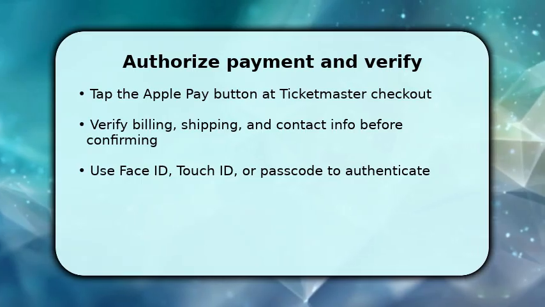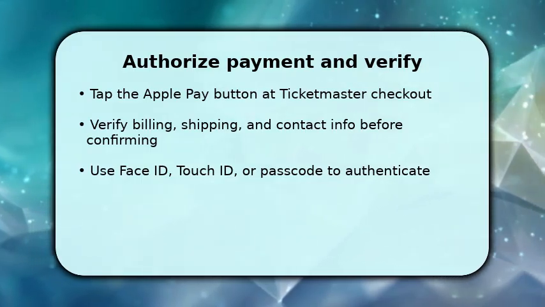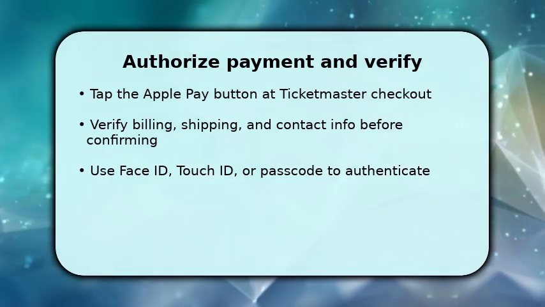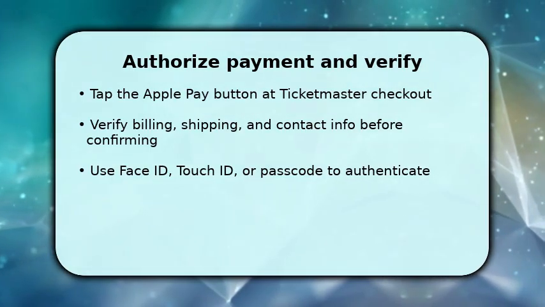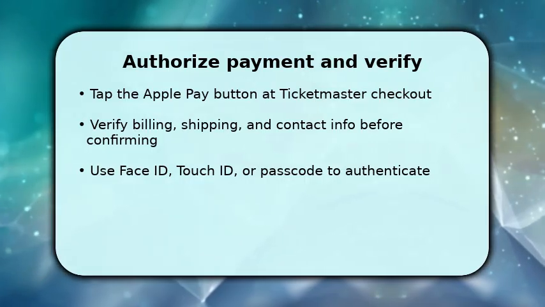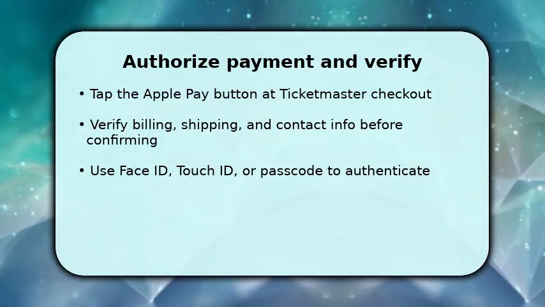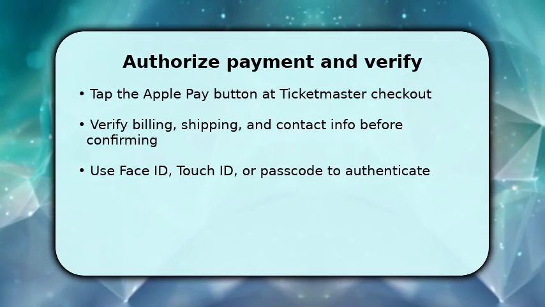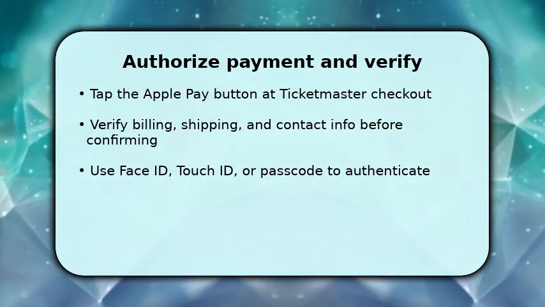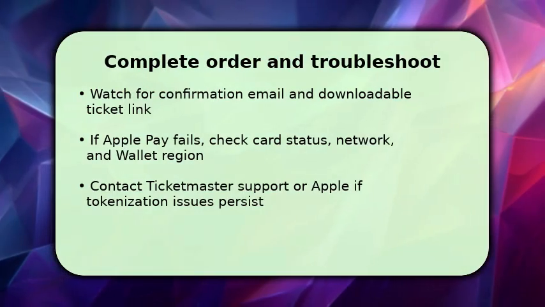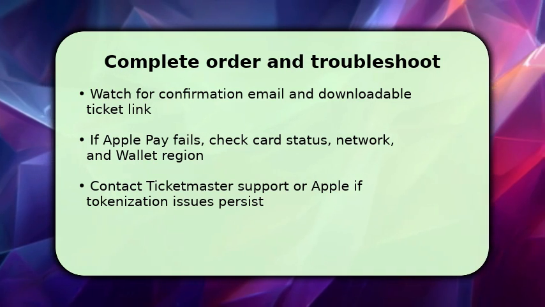Then authenticate using Face ID, Touch ID, or your passcode. This step both authorizes the payment and securely transmits tokenized card data instead of real card numbers. After authorization, confirm you receive Ticketmaster's order page and an email with tickets or a mobile delivery link. Save or screenshot the confirmation.